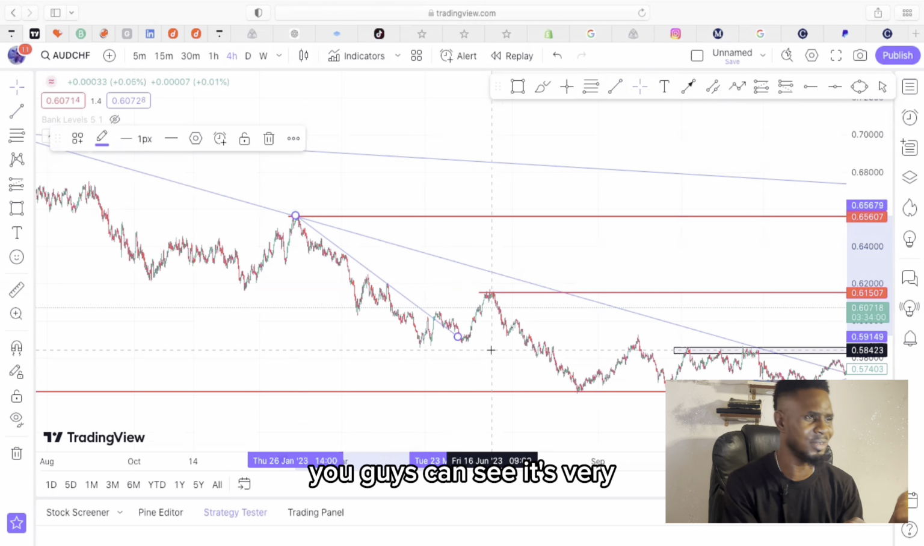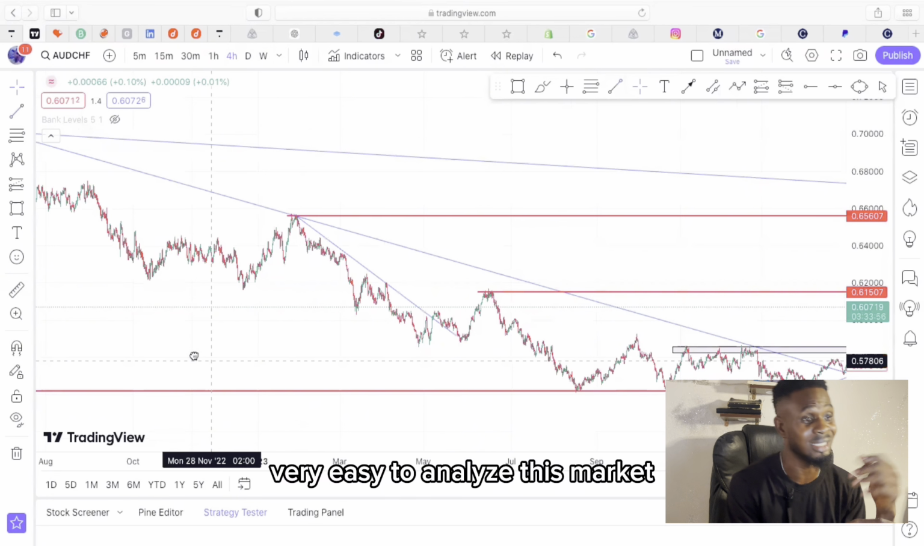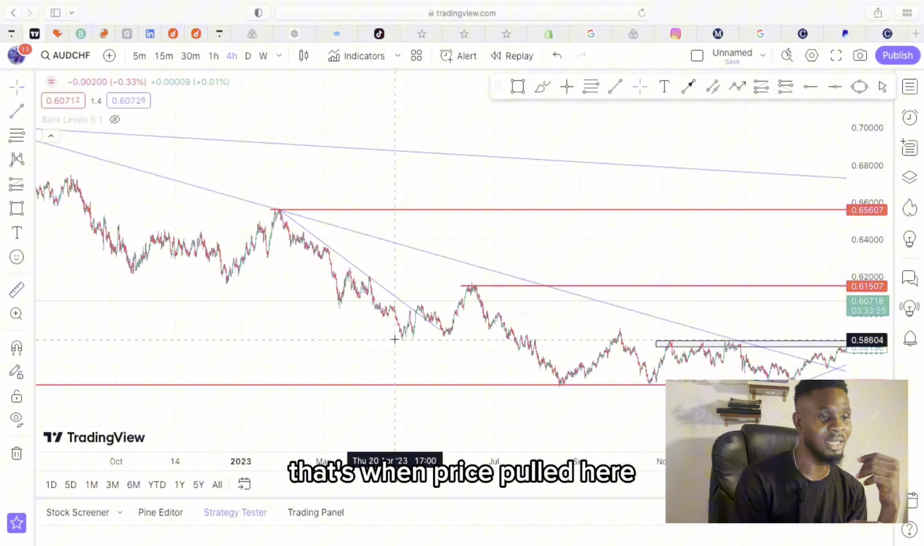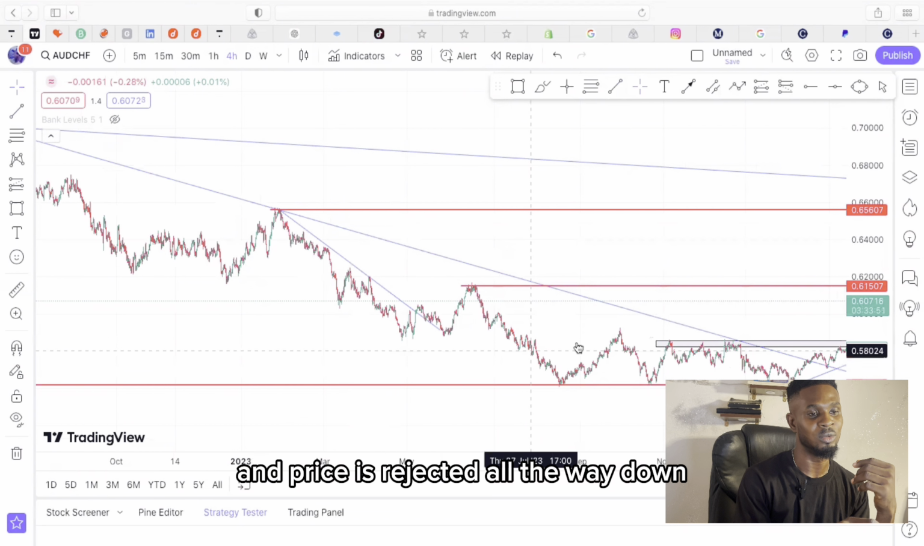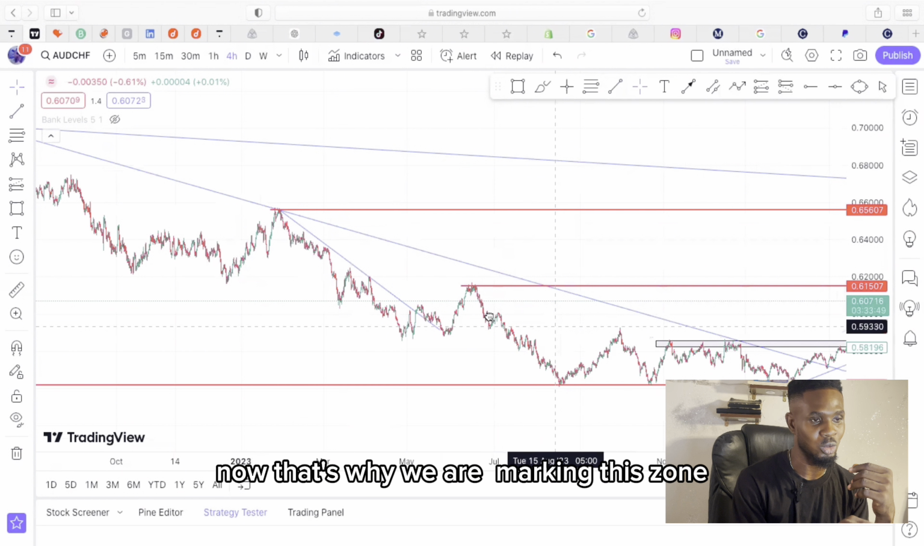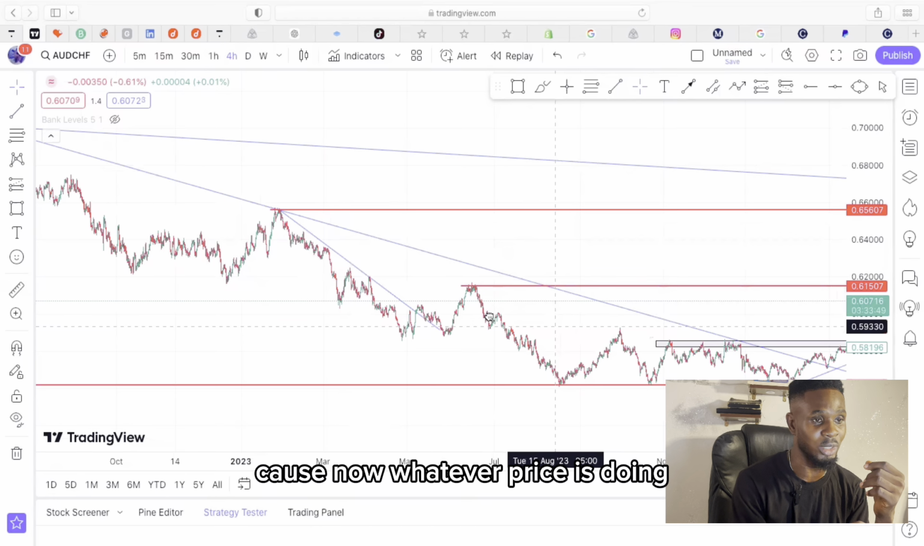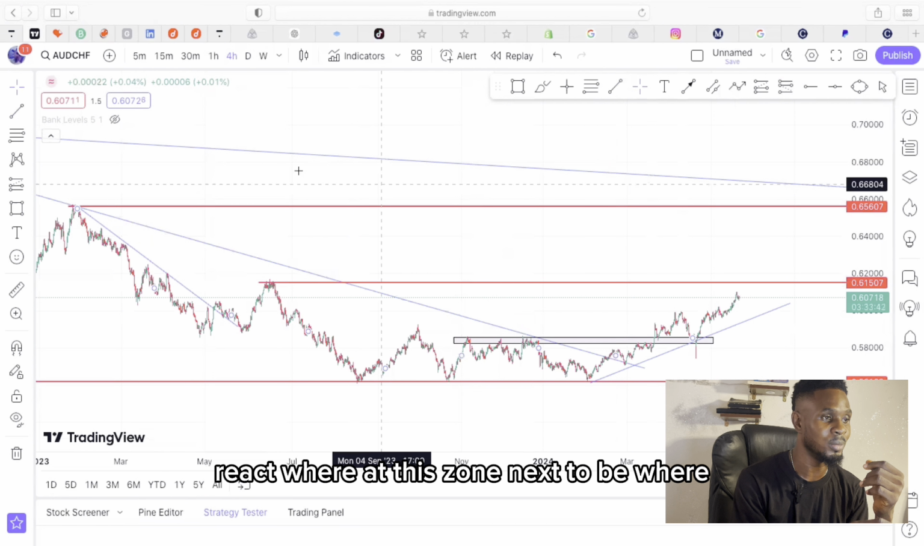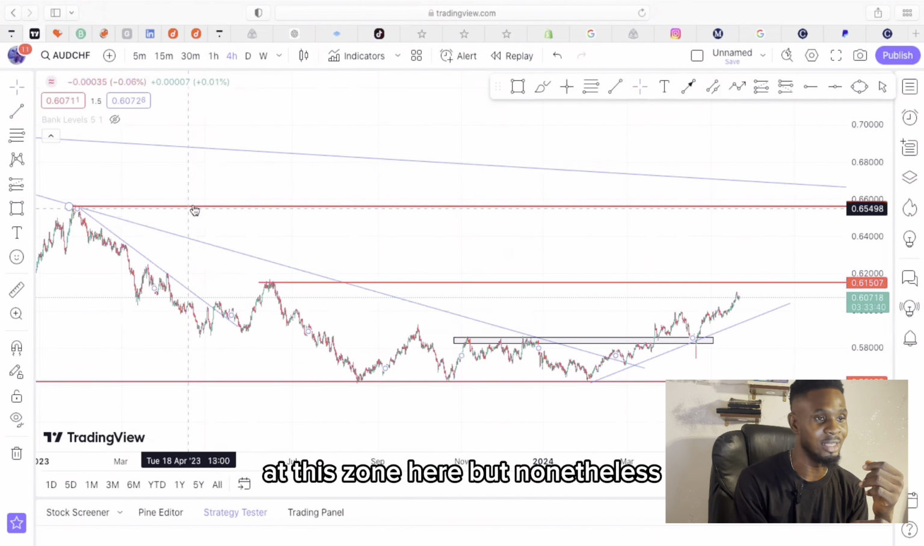You guys can see it's very easy to analyze this market and to know the next thing the market will do. So that's why when price pulled here and price rejected all the way down, that's why we're marking this zone, because now whatever price is doing, we'll be expecting it to react at this zone, next to be at this zone here.